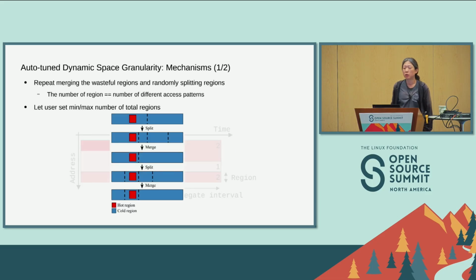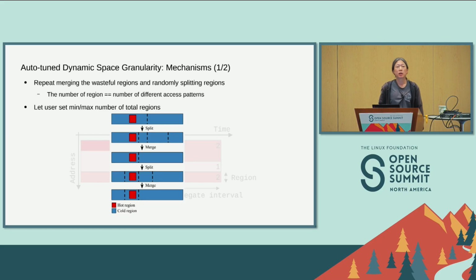And therefore, we introduce an auto-tuning of the space granularity. That is, it is auto-tuned dynamic space granularity. The mechanism is very simple. Just repeat merging regions that are adjacent and having similar access pattern because they are just waste. And then randomly split each of the regions because the access pattern could be changed or our merge of some regions was not a wise decision after some time goes by.